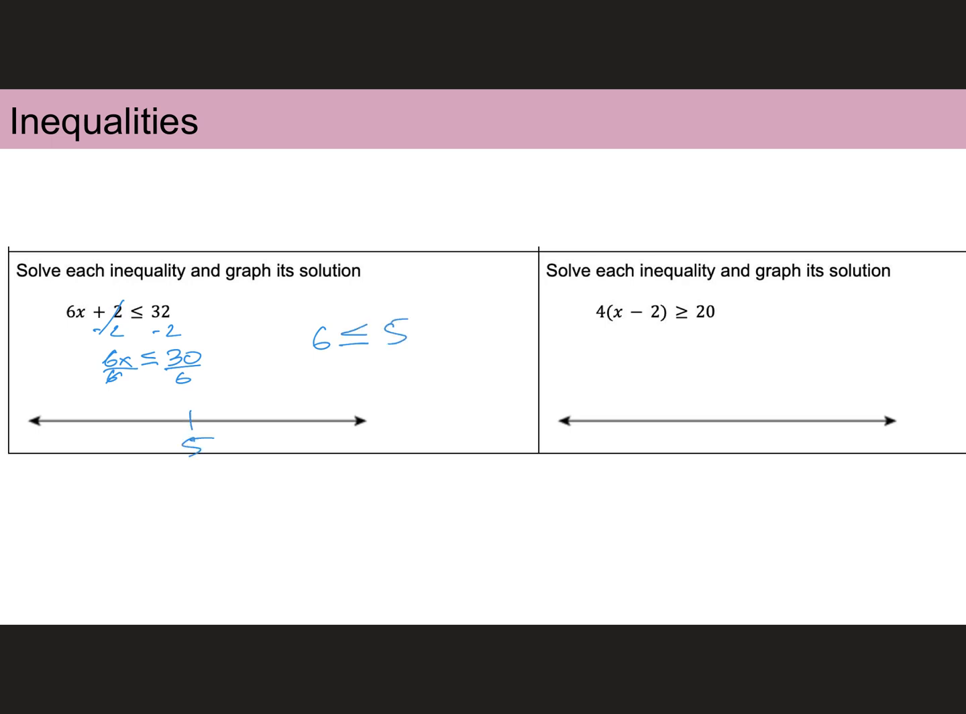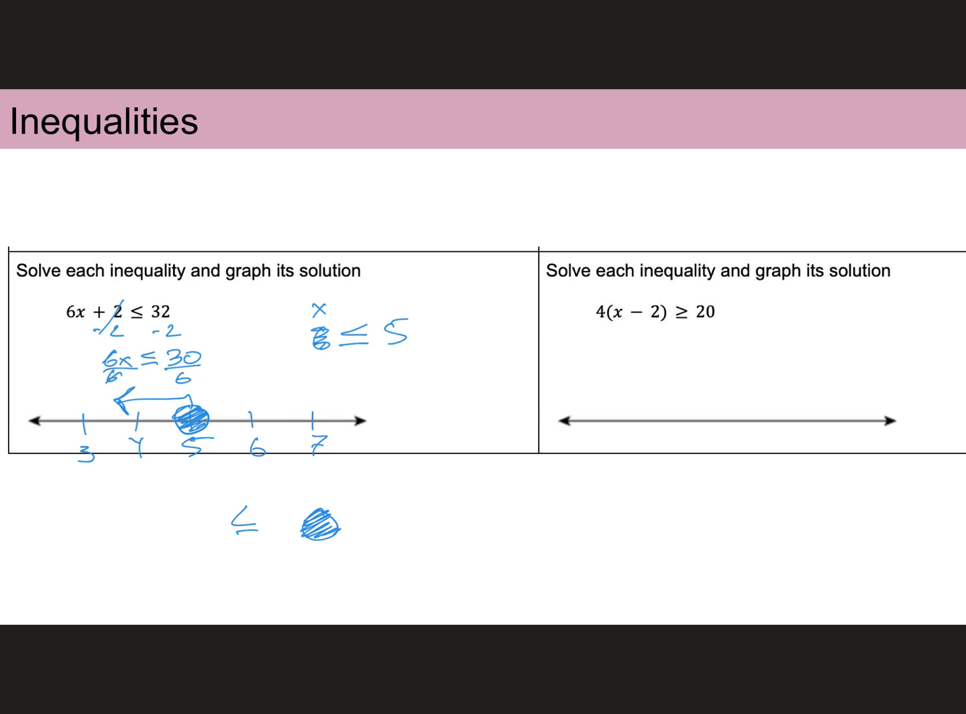So let's say that's 5, 6, 7, 4, 3. Because it's less than or equal to, I'm going to have a circle, but this time I shade it in. So I go to 5, circle 5, shade it in. What numbers are less than, this should say x. What numbers are less than 5? All of those numbers to the left of 5.